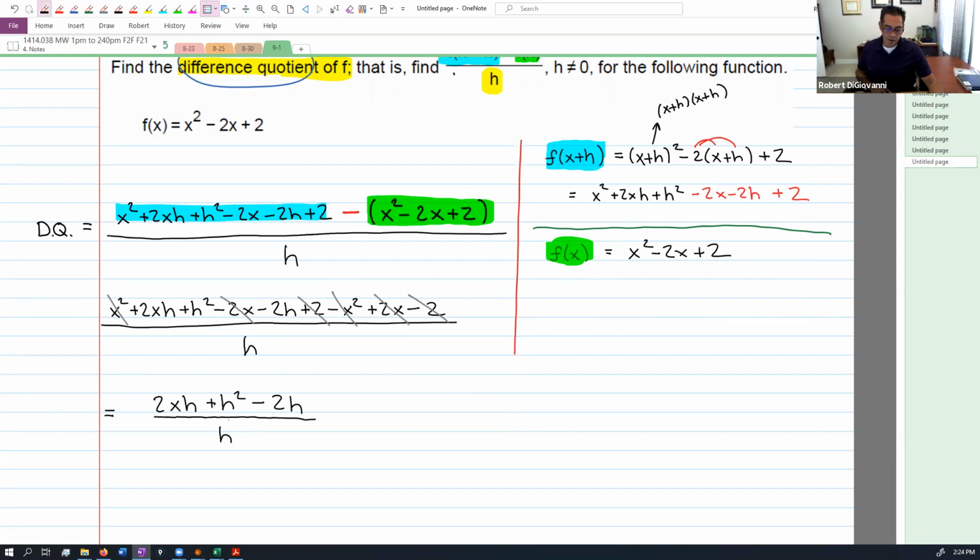Almost there. Notice in the numerator that every term has an h in it, which means I can pull a GCF out of the top. Pull one factor of h out of each of these, and then I can reduce that out, and we are left with a final answer of 2x plus h minus 2.